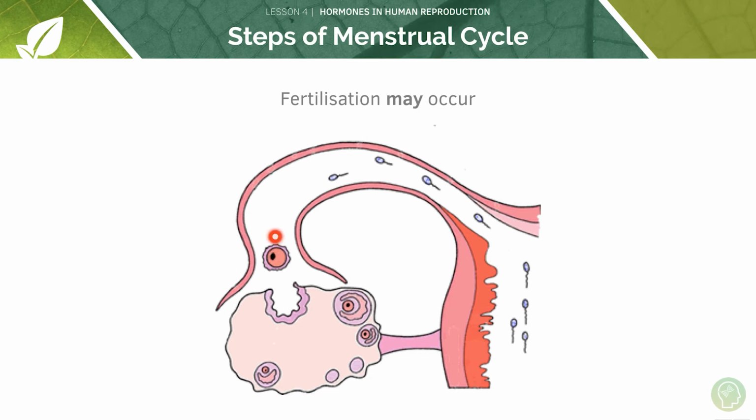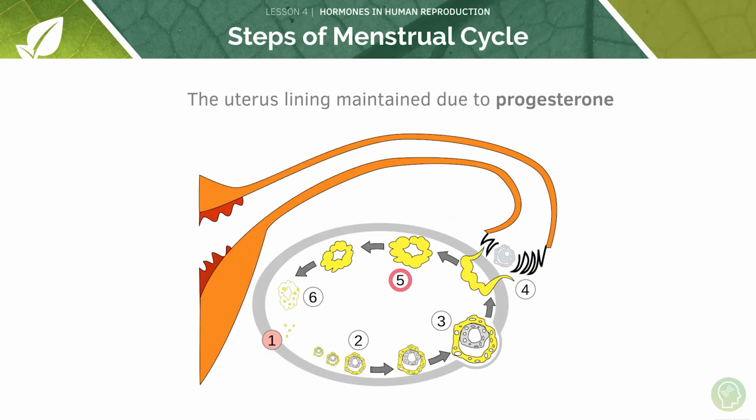Now, once the egg is released from the ovary, you can see it starts to pass into the fallopian tube. Now, when this female has sexual intercourse, the sperm that enters her uterus can then fertilise this egg. Now, fertilisation may occur.